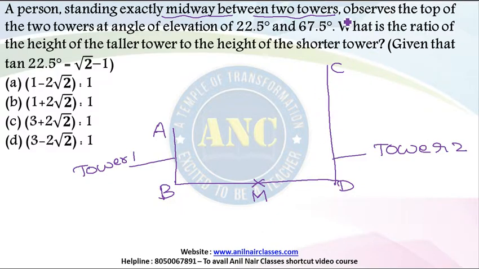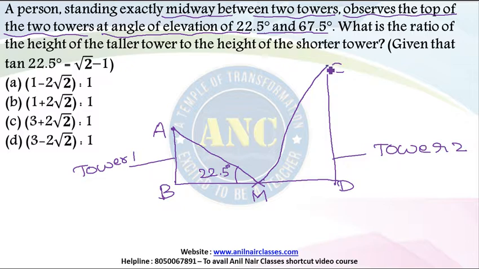And this person observes the top of the two towers at angles of elevation of 22.5 degrees and 67.5 degrees. This is the top of tower 1. Angle of elevation from here to here is given as 22.5 degrees. Angle of elevation from here to this second tower top is given as 67.5 degrees. This is what is given as of now.